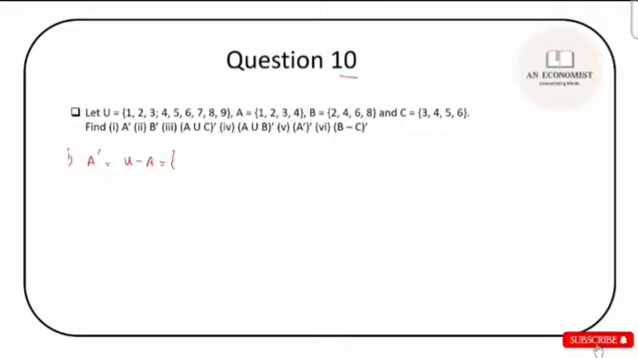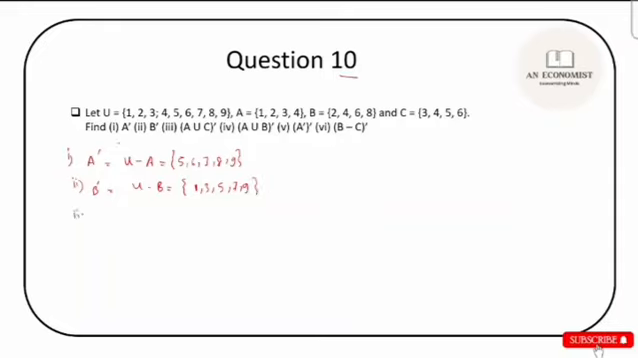So eliminate 1, 2, 3, 4 from this universal set. You will have 5, 6, 7, 8, 9. Question number 2. You need to find B complement. Again do the same thing. U minus B. It will be 1, 3, 5, 7, 9.